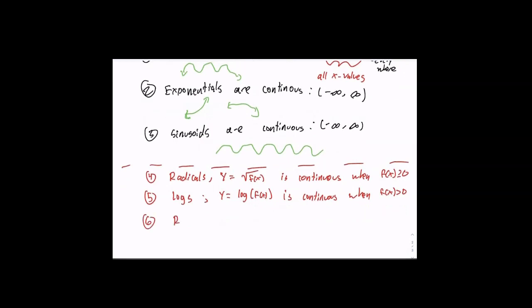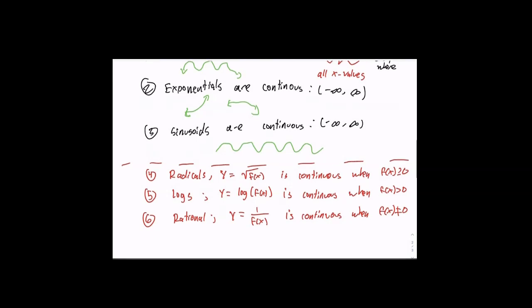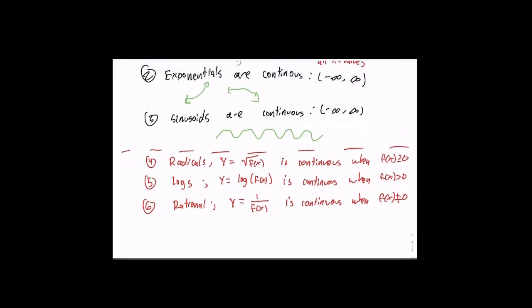And six, rational functions, y equals 1 over f of x, is continuous everywhere except where f of x equals 0. As long as the denominator is not 0, because if f of x equals 0, you would get 1 over 0. 1 over 0 is undefined. Okay. So the basis and the premise of what we are talking about here.